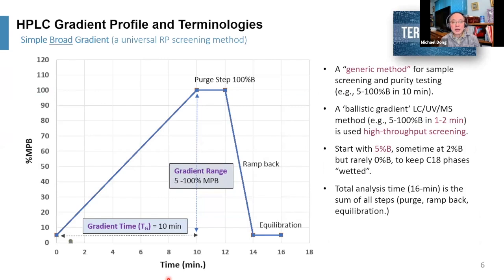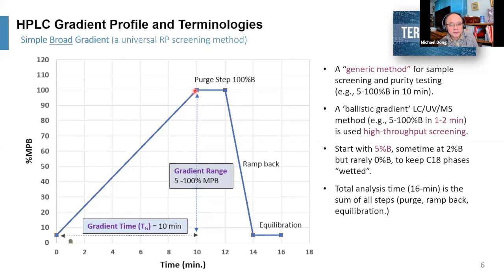Now, this is a simple gradient profile, right? Most of you do that and realize that, but it's really a powerful method, right? Why do I call it a powerful method? It is a simple, broad gradient, right? So I start with 5% B, 5% acetonitrile or methanol, go all the way up to 100%. Sometimes you go to 95%, right? But you can go to 100%, right?